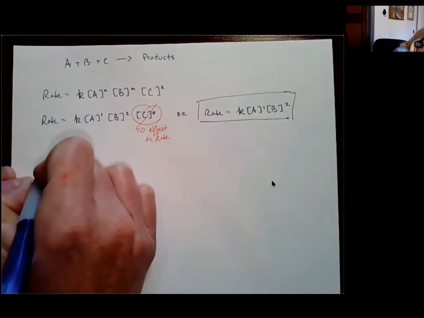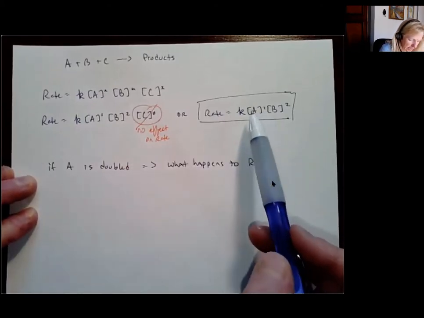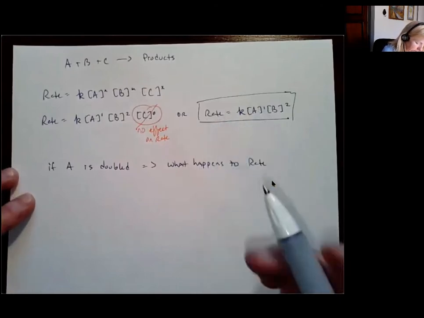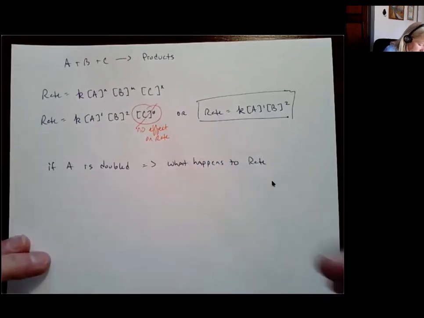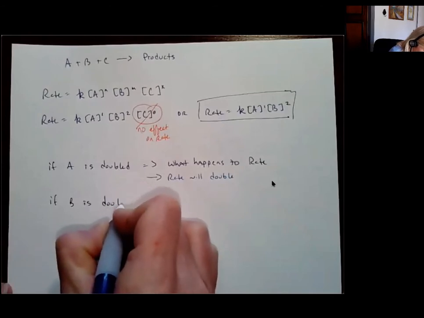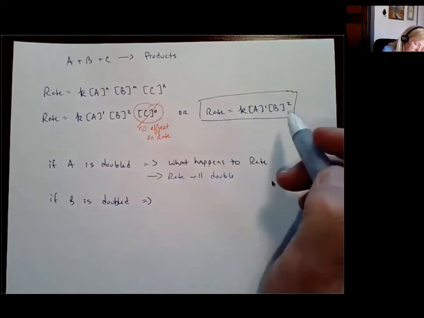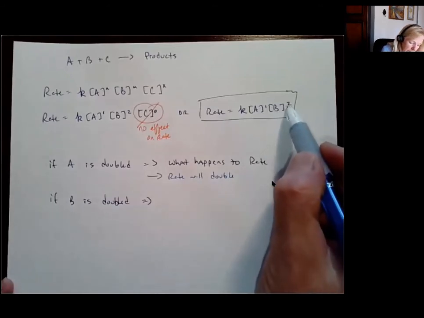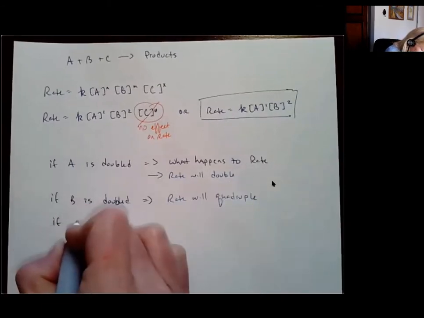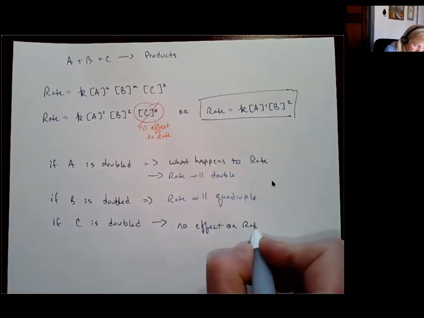What happens to the rate if A is doubled? Since A is first order, the rate also doubles because they're proportional. If I keep A constant and double B, B is second order, so B is squared and my rate will quadruple. If C is doubled, since C is 0 order, there'll be no effect, so my rate will stay the same.